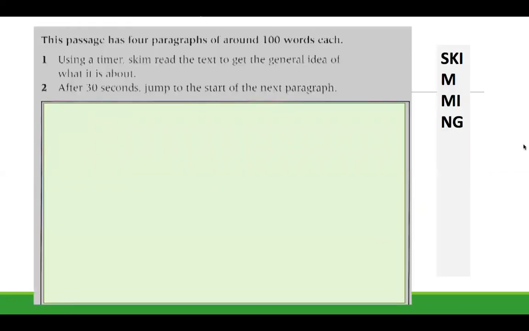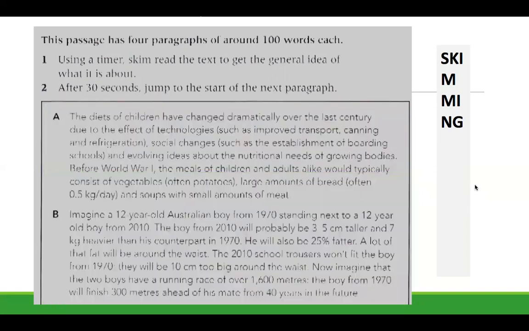So now let's try this technique called skimming. So using a timer, skim read the text to get the general idea of what it is about. After 30 seconds, jump to the start of the next paragraph. So you have to time yourself for 30 seconds and see how far you can go. And then after that, you're going to count the number of words that you have finished reading. And that would be your reading speed.